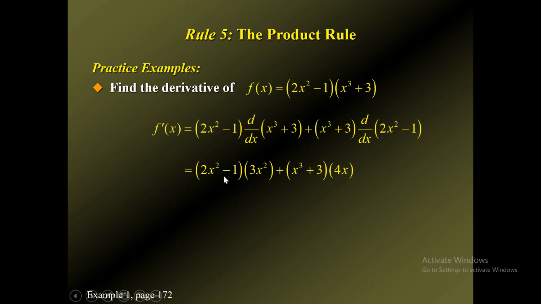2x² - 1, write it as it is, and find the derivative of x³: multiply by the power, decrease 1 from the power. So the power 3 multiplied by the variable x, and decrease 1 from the 3 to be 2. So 3x². Miss, you forgot the 3. No, I didn't forget it. But I said before, the derivative of any constant equals what? Yes, 0. Excellent. Plus, what is x³ + 3? It was the second function. The turn is not on it, the turn is on the first. We said the turn is on whoever's turn it is.